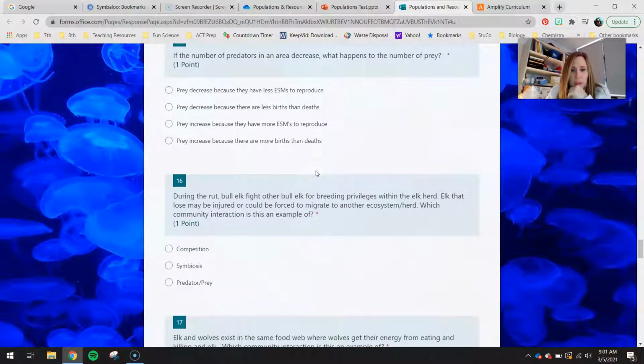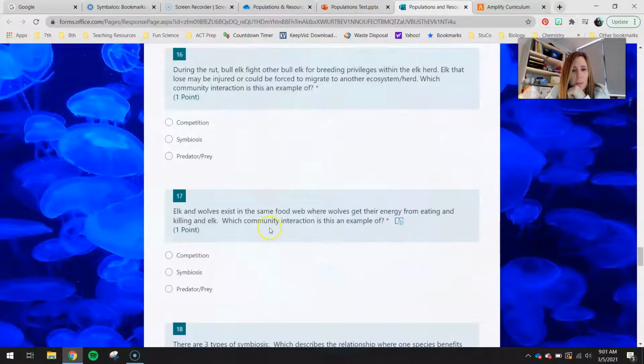During the rut, bull elk fight other bull elk for breeding privileges within the elk herd. Elk that lose may be injured or could be forced to migrate to another ecosystem or herd. Which community interaction is this an example of? So those are from your notes. Obviously, you guys should be using your notes if you have them.